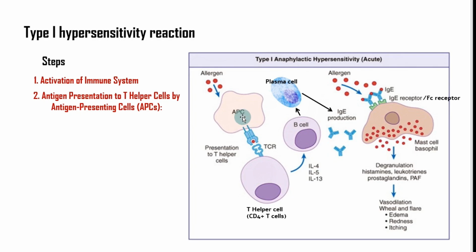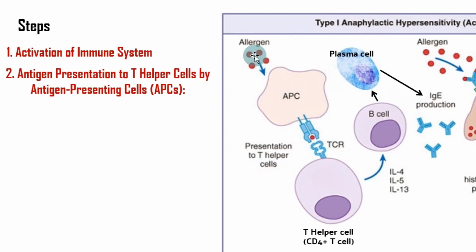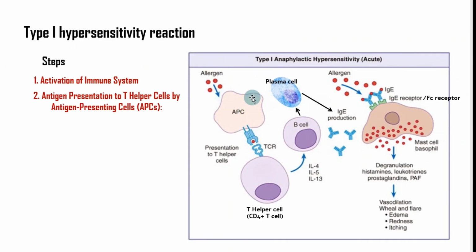Now, what is their role? They basically play a critical role in detecting and responding to inhaled or ingested allergens, pathogens, and other foreign substances. Now, these APCs grab hold of the antigen, or allergen in this case, and show it to other immune cells called T helper cells, also known as CD4 positive T cells. Since APCs present the allergen to the CD4 T cells or T helper cells, they are called antigen-presenting cells.